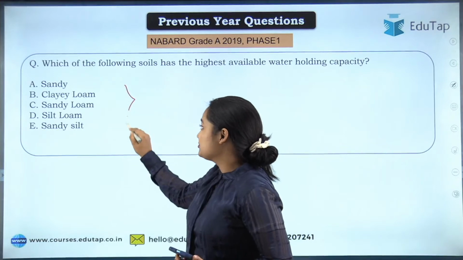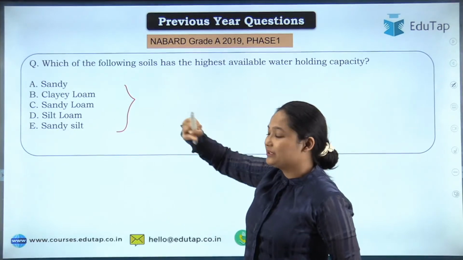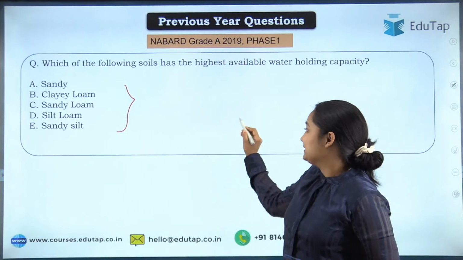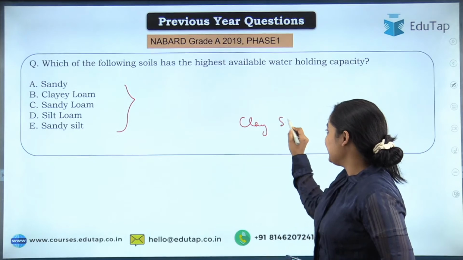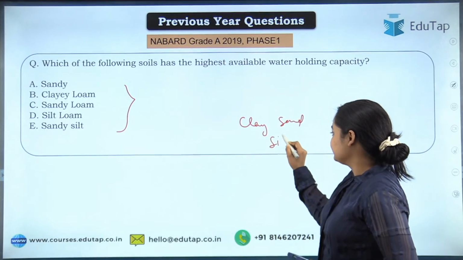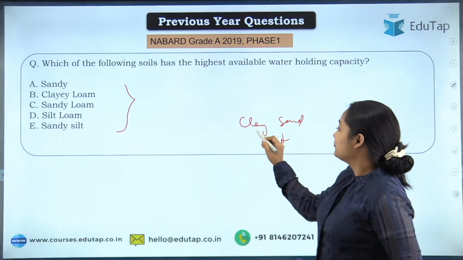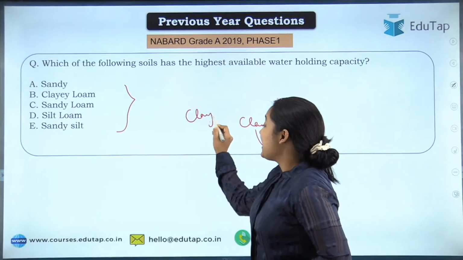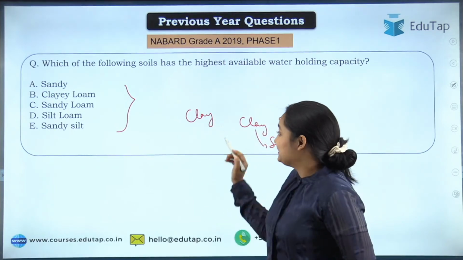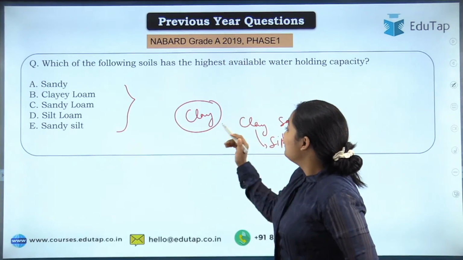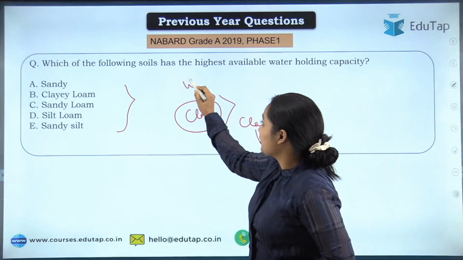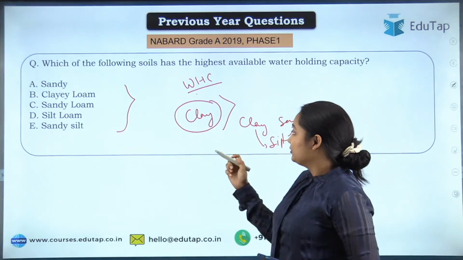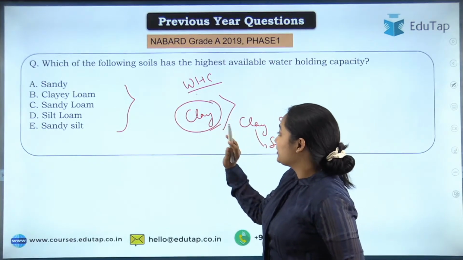Those of you who are joining us for the first time, let me quickly discuss the topic. We all know there are three kinds of primary soil particles: clay, sand and silt. As we go from clay to silt and silt to sand, clay has the finest, the smallest particles. That's why clay has the best water holding capacity. We are talking about the water holding capacity of soil, that is, how much water the soil can hold. So clay has the most water holding capacity.